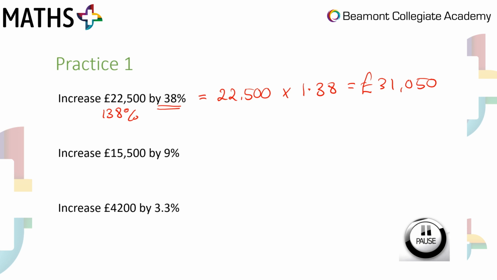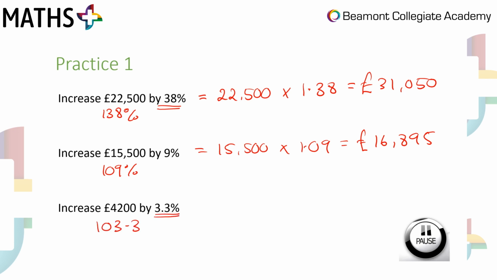Question 2, if I'm increasing by 9%, that means I now have 109%. So my calculation, 15,500 times by 1.09, which gives 16,895.